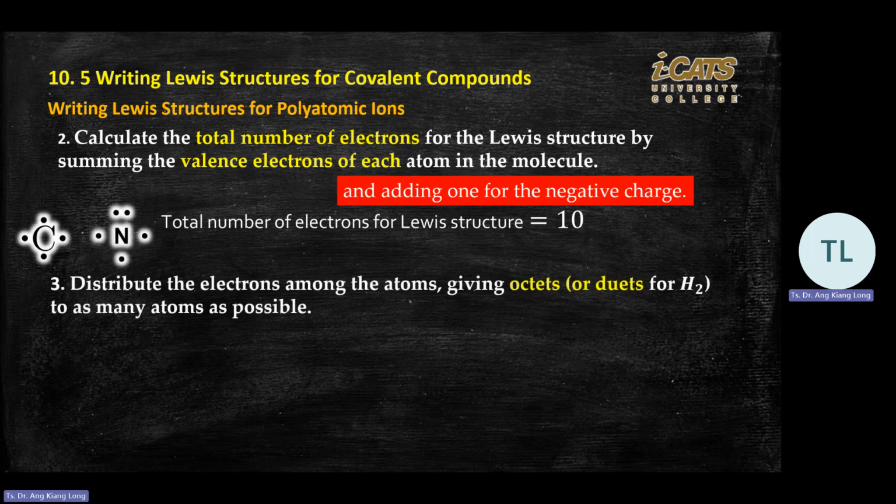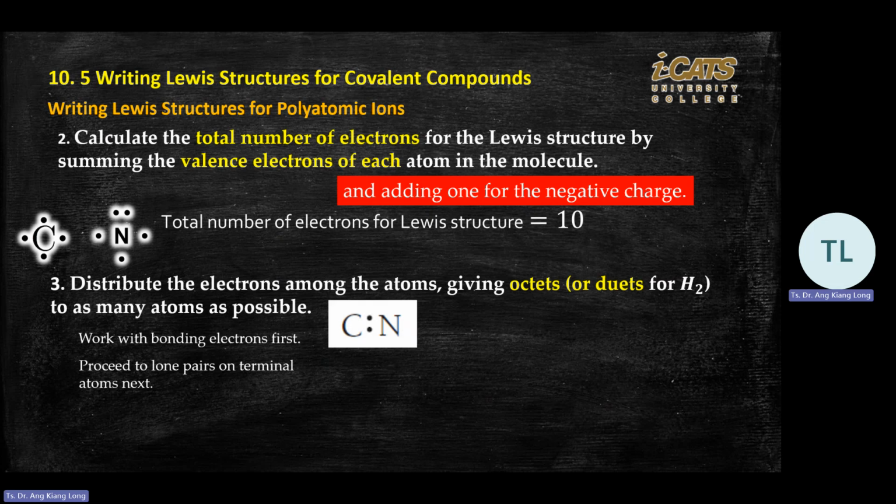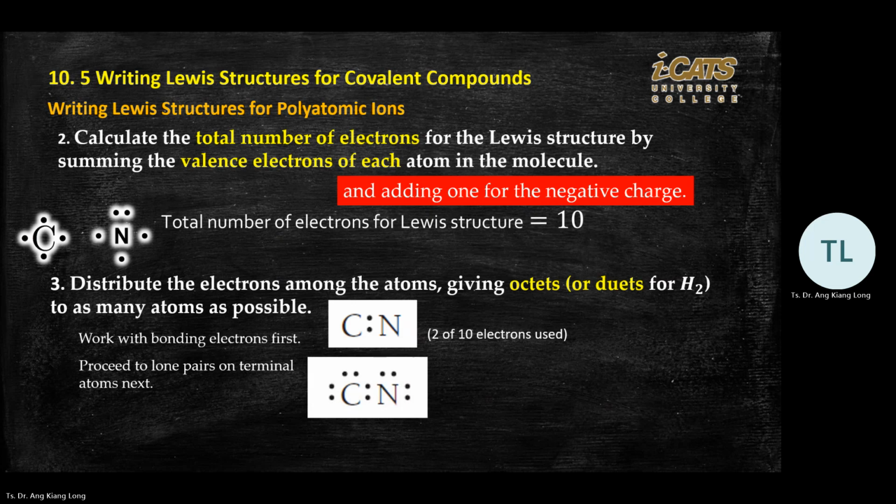The rest are distributed; I just show you the thing. Normally you start with carbon. So carbon, you build with a single bond first, so you use up 2. Then you go to the nitrogen, which has 5. You distribute carbon with 2 dots here, and then nitrogen has 5.